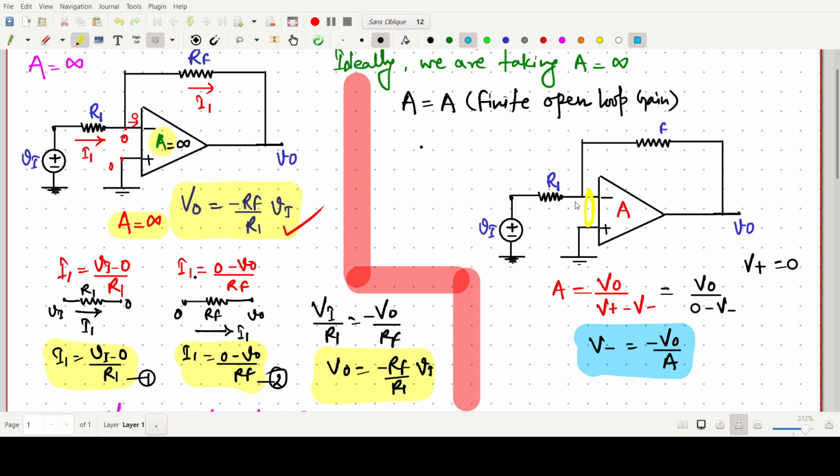Means the potential initially in this case both are 0 due to the virtual ground concept. V plus, we have to make it infinity. Now our A is some finite value. So the potential at this point, say V minus, will be minus V naught times A. Is it okay? Now this point is clear. Now we can easily solve.